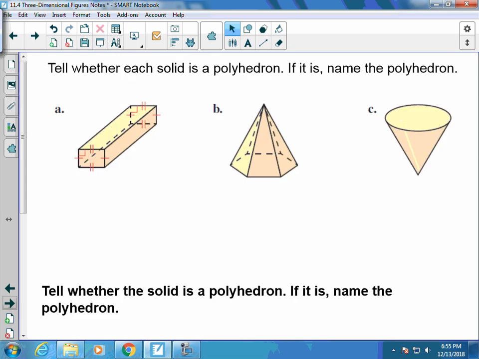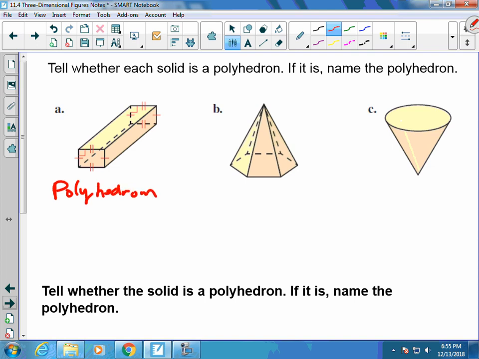So the easiest way of doing this is taking a look at some of these prisms and pyramids and classifying them. It says tell whether each solid is a polyhedron or not. If it is, name it. In A, I definitely have a polyhedron. I can tell because I have a polygon as one of the bases. Not only is it a polyhedron, I can tell that this is a prism because I see two different faces that are parallel to each other, meaning I have two bases giving this shape. That shape is the same as a rectangle, which means this is a rectangular prism.